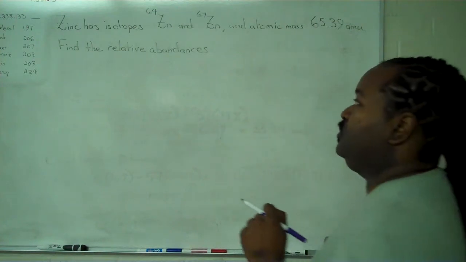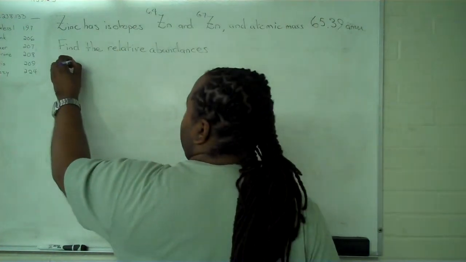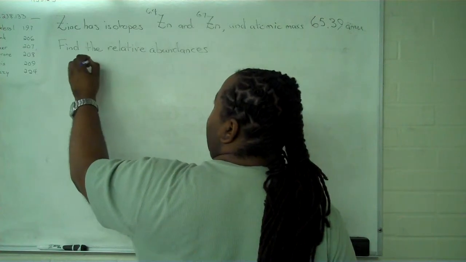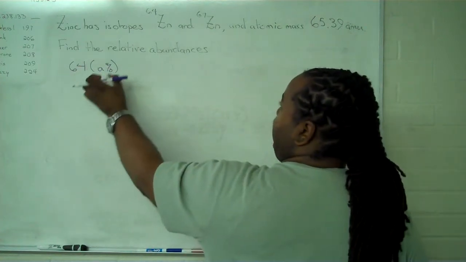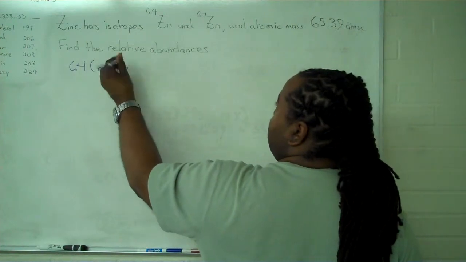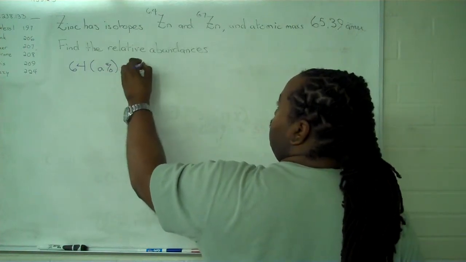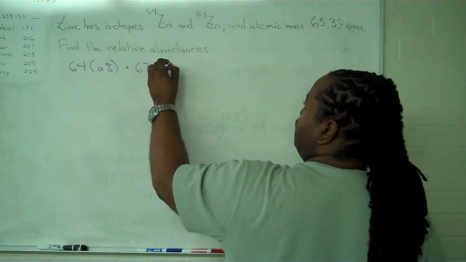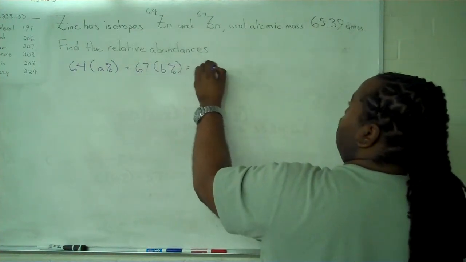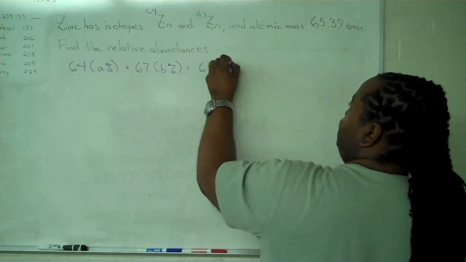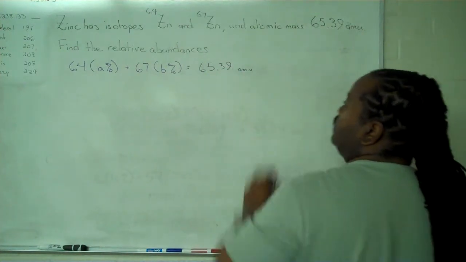There are two facts that we will use. The first is that we know how to write out the format, and that's the mass times its relative abundance. Add it all up will equal that weighted average. In this case, 65.39 AMU.